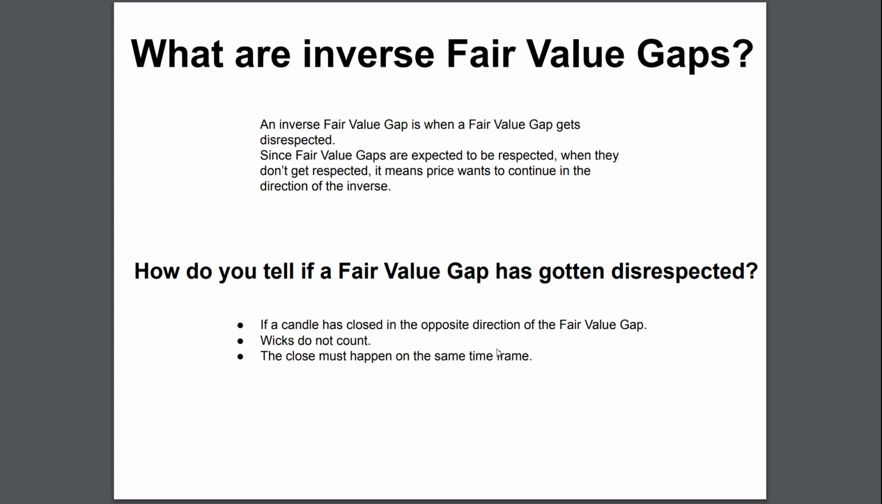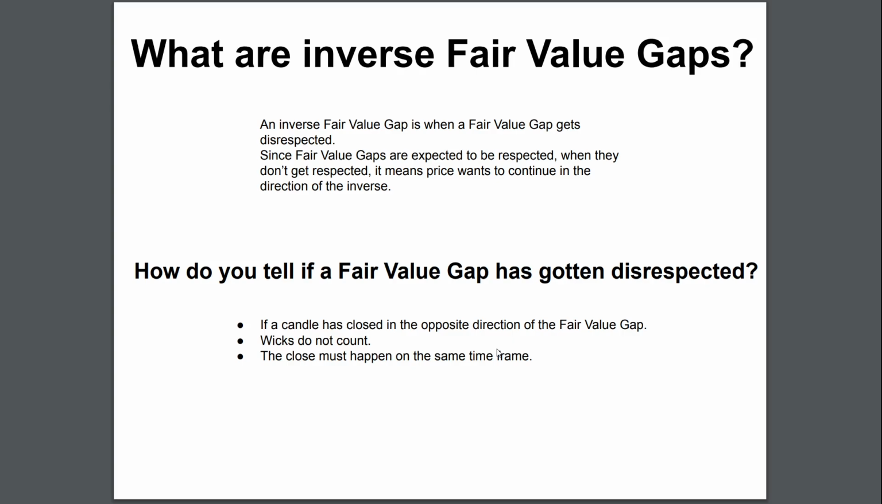So how do you tell if a fair value gap is disrespected? Well, a candle will close in the opposite direction of the fair value gap. Wicks do not count because it has to close. If it is a bullish fair value gap, we should be closing below it for it to be an inverse. And if it's a bearish fair value gap, we should be closing above it for it to be considered an inverse.